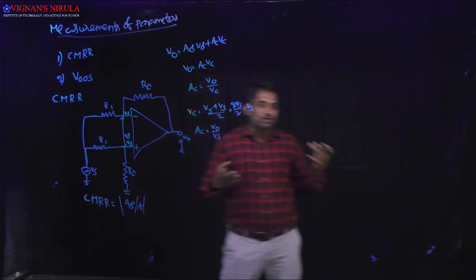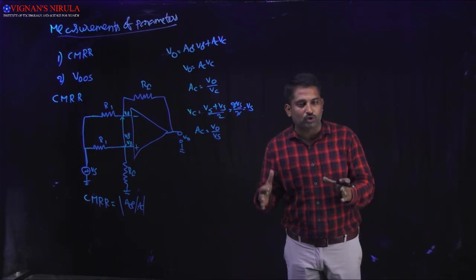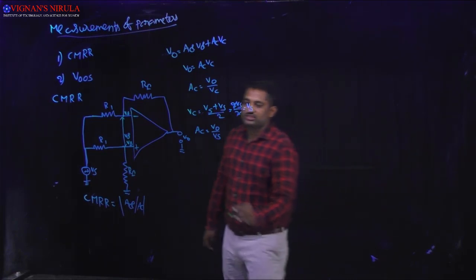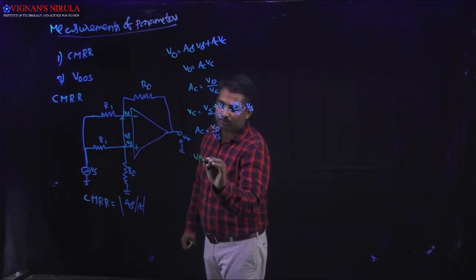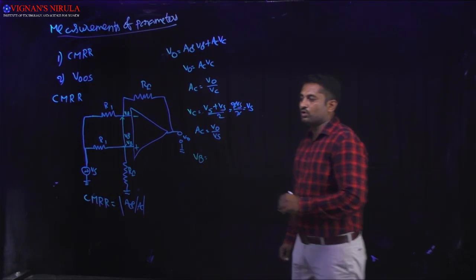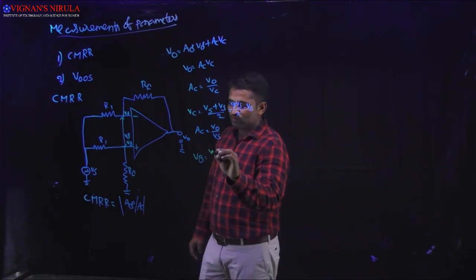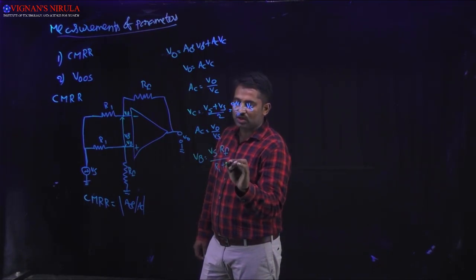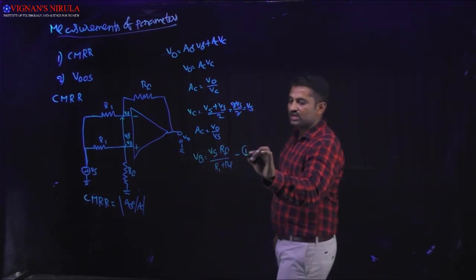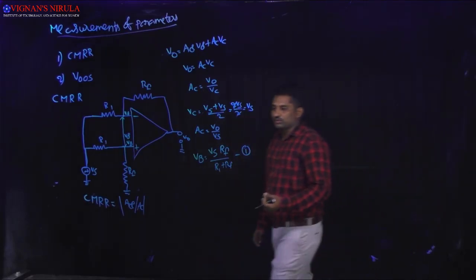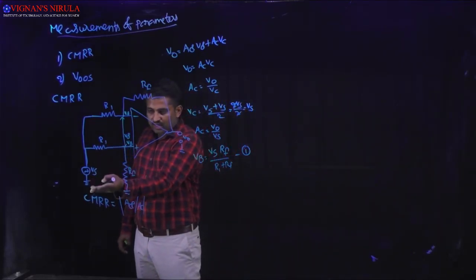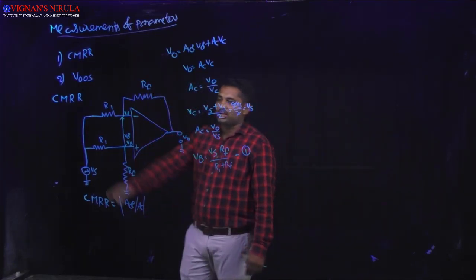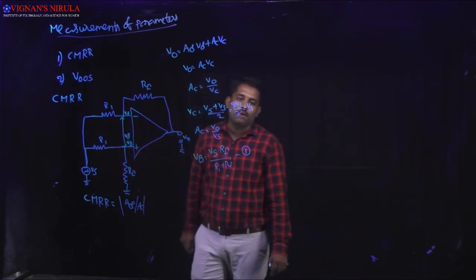I am not concentrating on the calculation of output voltage. I want to concentrate on the input voltages. So first I am going to calculate the value of VB by using the voltage divider rule. We calculated VB as Vs into Rf divided by R1 plus Rf. Take it as equation number 1. Next, I make the non-inverting terminal connected to ground and apply the input at the inverting terminal of the op-amp.